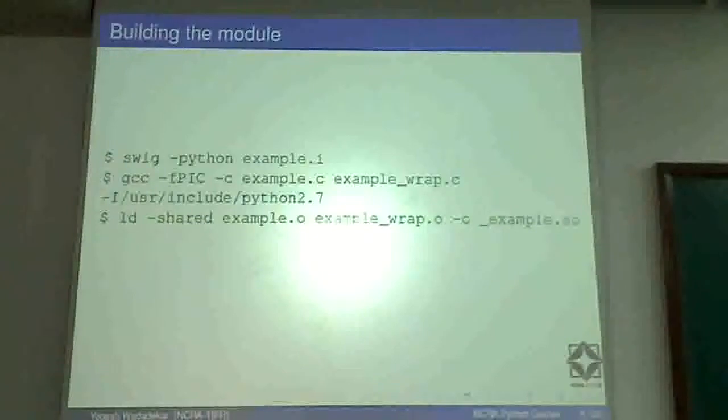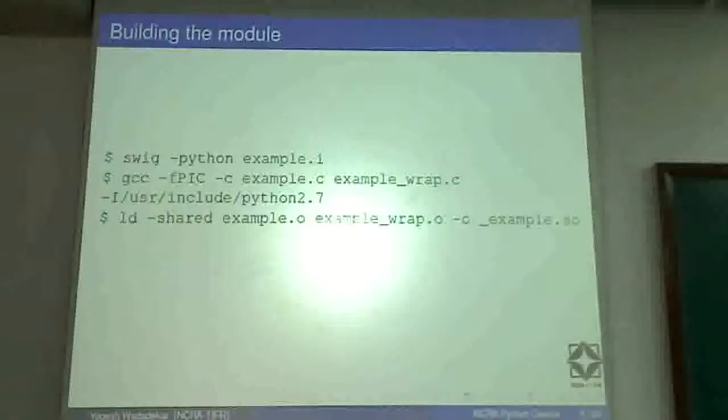a file called example_wrap.c, and then I have to give it the include directories where all the header files from the Python side that it needs are included. This compiles the code and it generates, you remember, GCC -c will create for you an object file, a .o file.